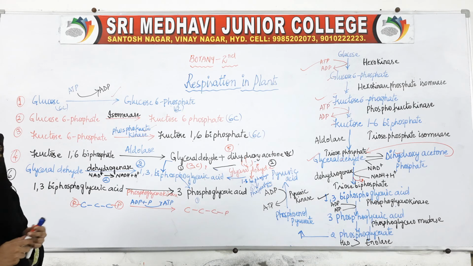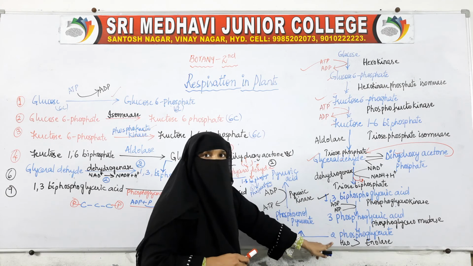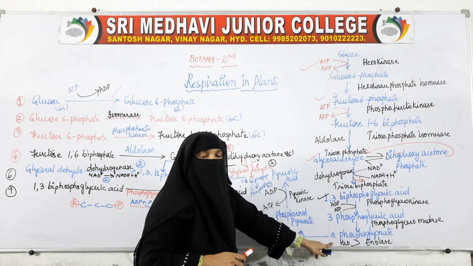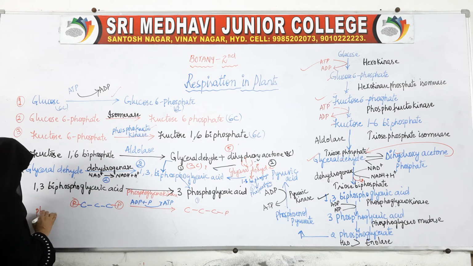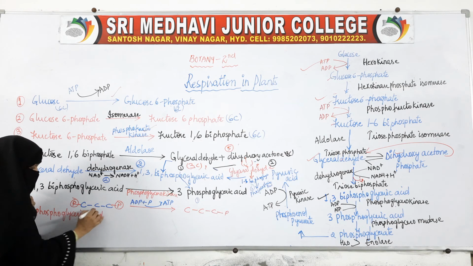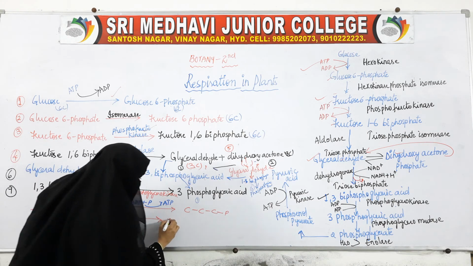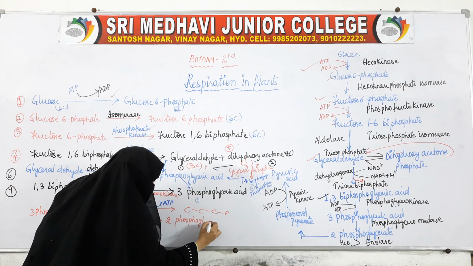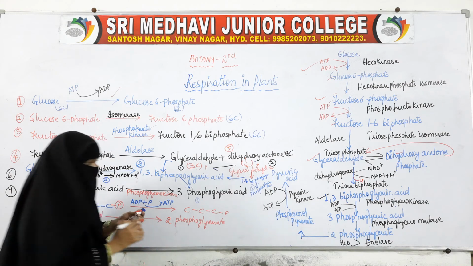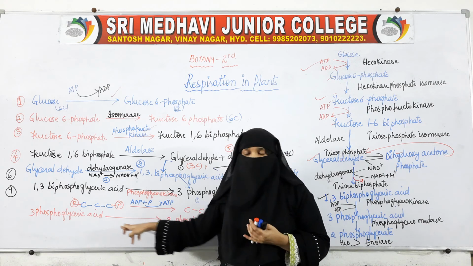Now, what is happening after this? After this phosphoglyceric acid, what is formed? 2-phosphoglycerate. 3-phosphoglyceric acid is changed to 2-phosphoglycerate. Okay. Now, this is the next reaction. What is happening in this?